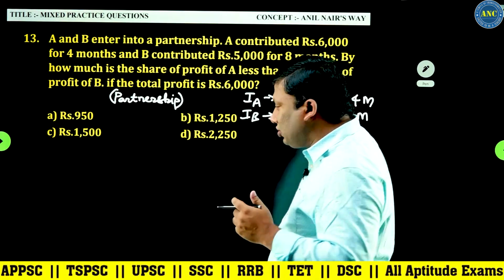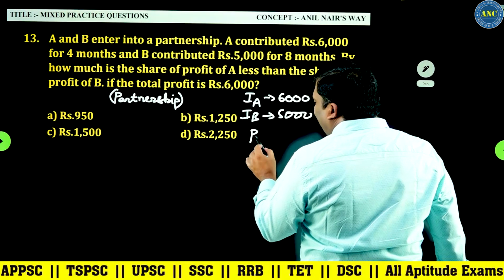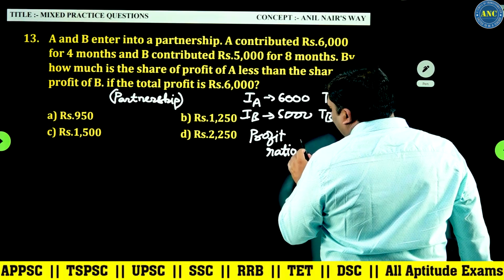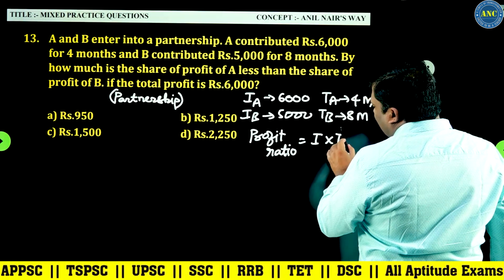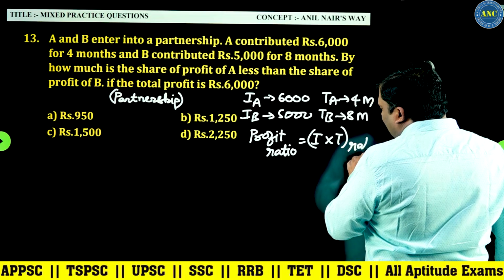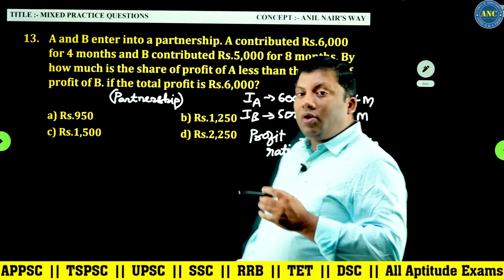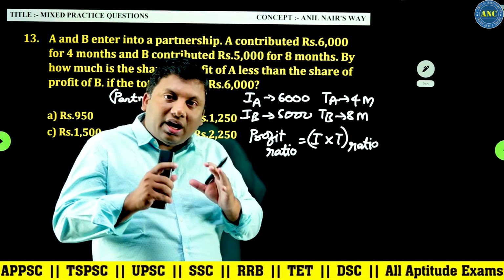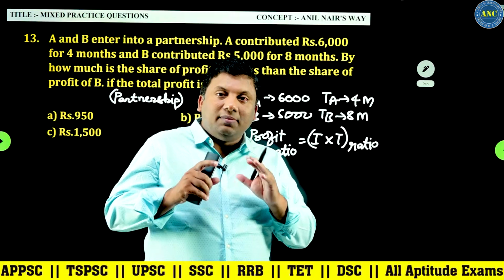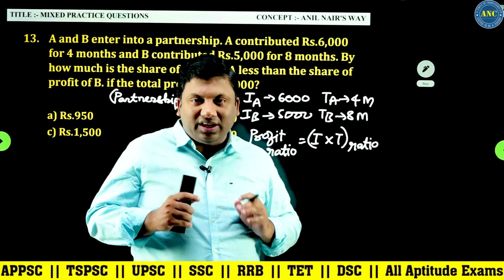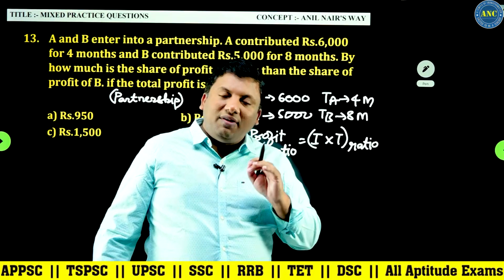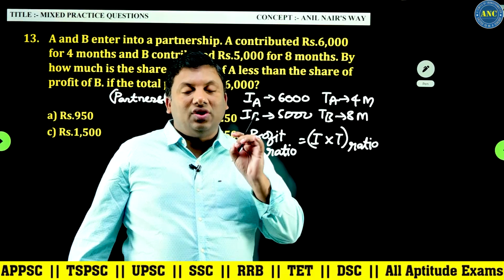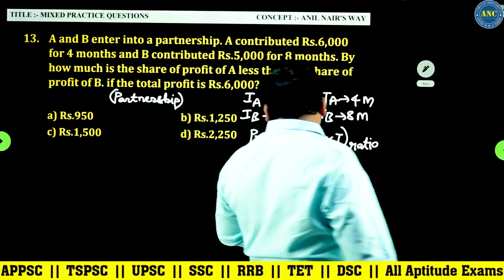What is the profit ratio in partnership problems? Profit ratio is always investment into time period ratio. How much amount he invested, how long he invested. Whenever in partnership related problems, three concepts are there. If time periods are same, profit ratio is equivalent to investment ratio. If investments are same, profit ratio is equivalent to time period ratio. If both are different, profit ratio is equivalent to investment into time period.